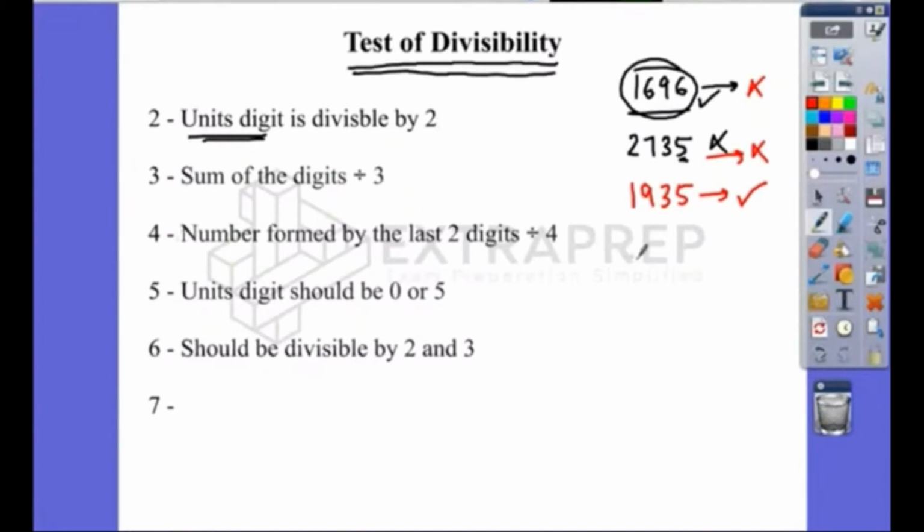Let's look at 4. The number formed by the last 2 digits should be divisible by 4. Take 1272. What's the number formed by the last 2 digits? 72. We will have to check if 72 is divisible by 4 or not, and if 72 is divisible, 1272 will be divisible by 4. Else, it will not be divisible. Now, 72 is definitely divisible by 4, so obviously 1272 is also divisible by 4.